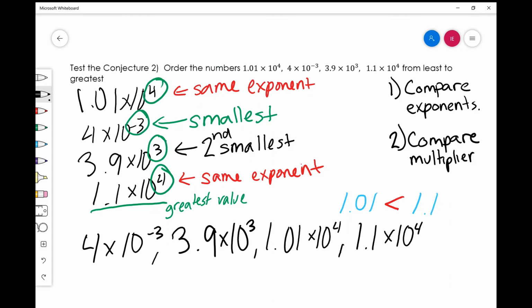Now that you know how to compare numbers by first comparing the exponents and then the multipliers in scientific notation, go ahead and complete your independent practice and your exit ticket on your own.